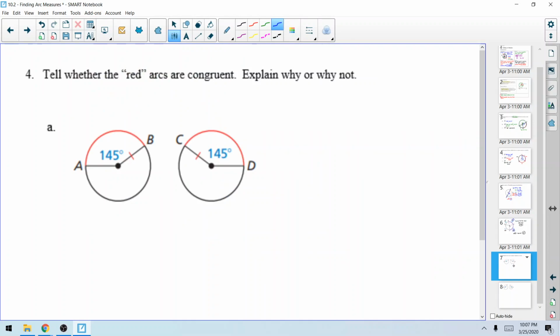Okay, number 4. Tell whether the red, and I put that in quotations because if you printed this off, you're probably not seeing red. So tell whether the red arcs are congruent. Explain why or why not. Keep in mind, congruent means exactly the same. Same size, same measure, same everything. Similar is same shape but different size.